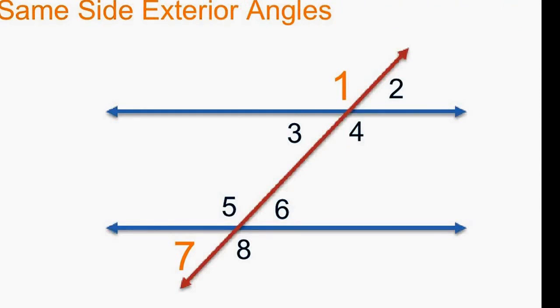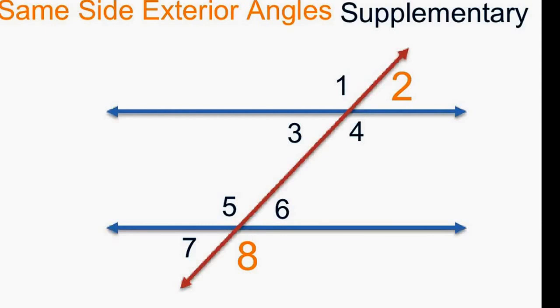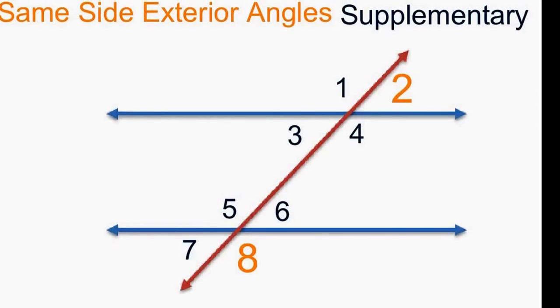All right, then we have same side exterior angles. So these angles are on the same side of the transversal, but they're exterior angles. So that would be like angle 1 and angle 7, or angle 2 and angle 8. And when the blue lines are parallel, same side exterior angles, just like same side interior angles, are supplementary. They would add up to 180 degrees.